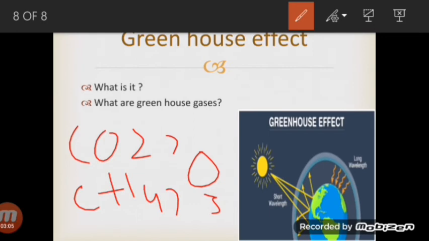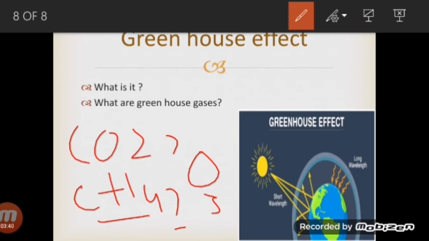An example is carbon dioxide, which absorbs infrared radiation or IR radiations, and thus reduces the amount of heat energy which is escaping back into space, right? Carbon dioxide is not the only greenhouse gas, we are aware of it. We have methane, ozone, and nitrous oxide. These are very, very strong infrared trappers. They just trap the rays and don't allow them to go back to space.